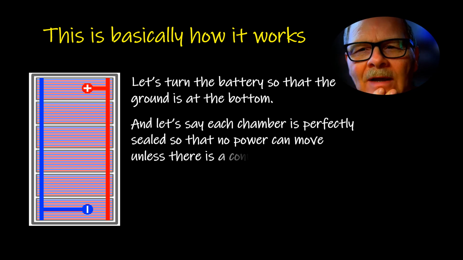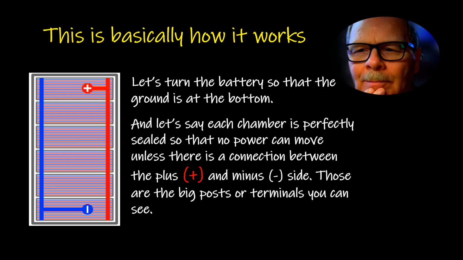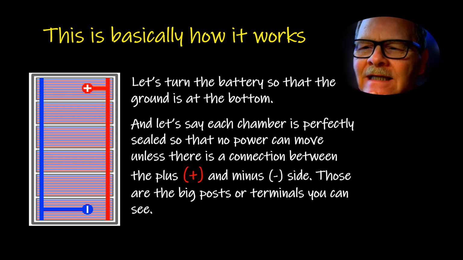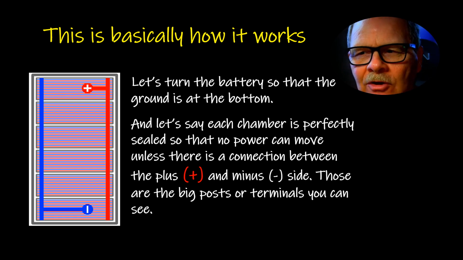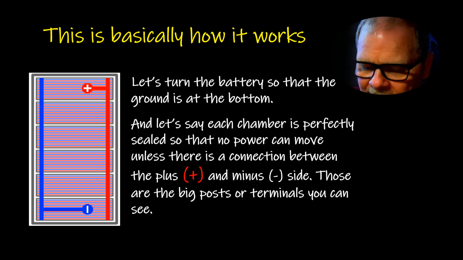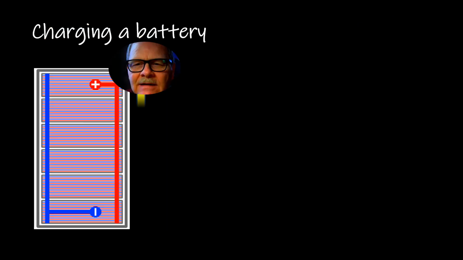So we're going to turn the battery on its side so that the ground is on the bottom. The English call this earth, by the way. And so let's say each chamber is perfectly sealed, so no power can move unless there's a connection between the plus and the minus side. These are the big posts or the terminals that you're going to see on the battery. That's basically how it works.